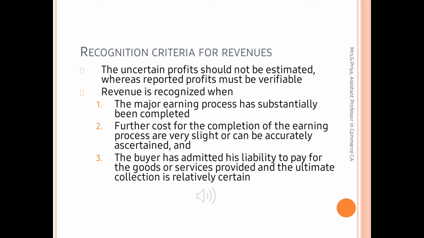Under certainty, profit should not be estimated, so reported profit must be verifiable. Revenue is recognized when, first, the major earning process has been substantially completed; second, further costs for the completion of the earning process are very slight or can be accurately ascertained; and third, the buyer has admitted his liability to pay for the goods or services provided, and the ultimate collection is reasonably certain.